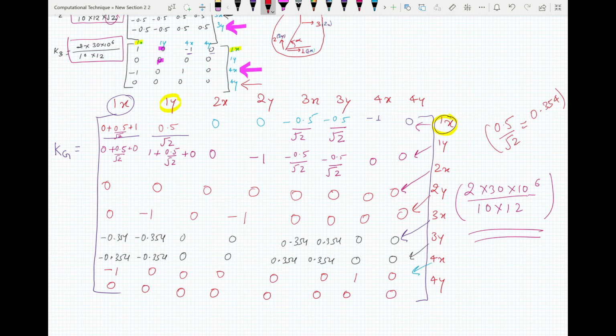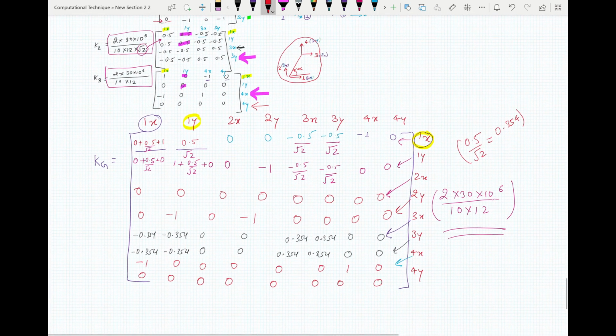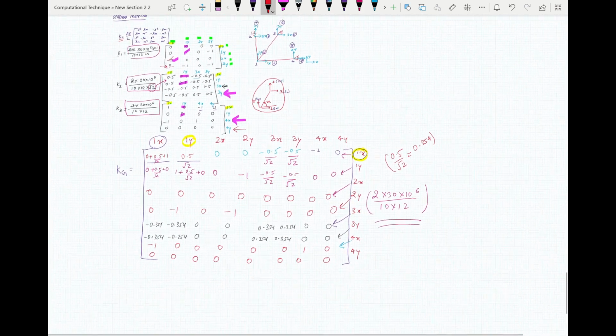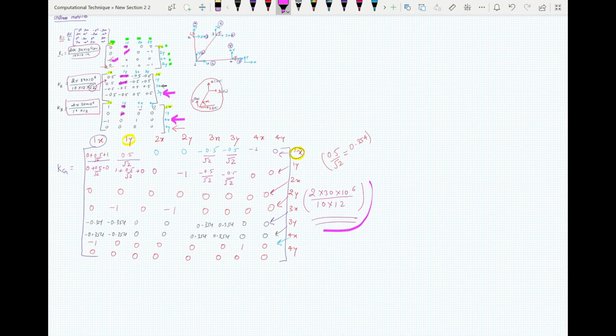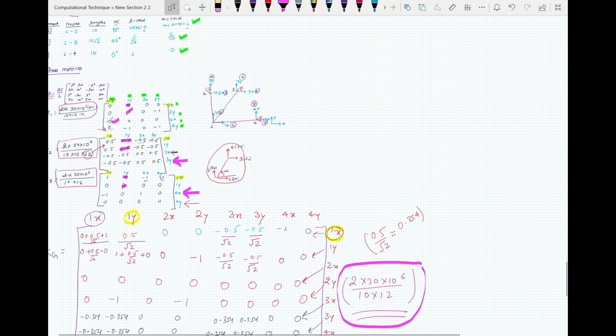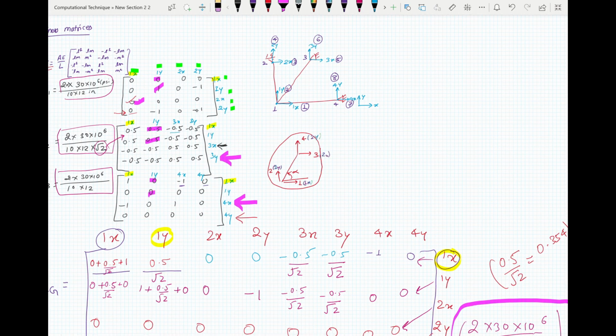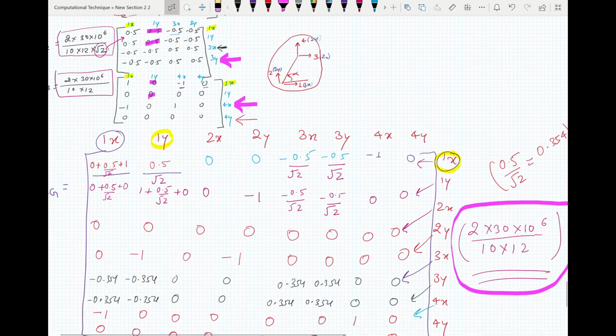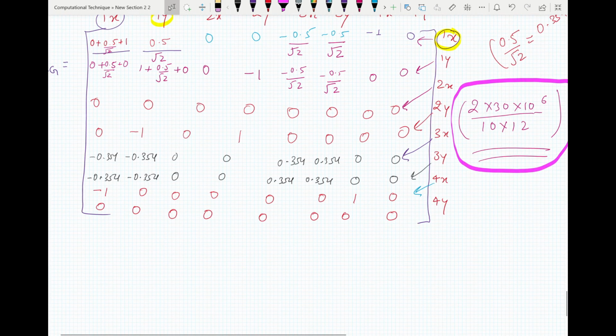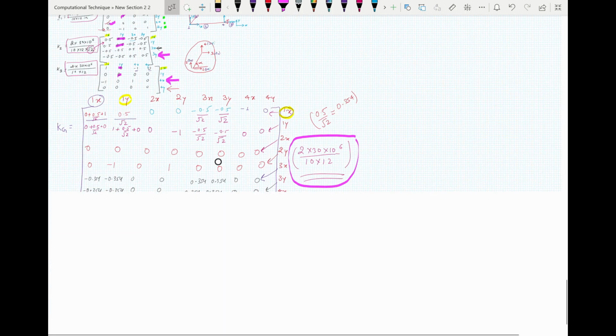So this is our global stiffness matrix, and this one we have as common. I think this one, we'll just have to do a correction here, and this one is positive, because this is m square, and m for this one is 1, so this will be positive. When you go down here, then this will also be positive. So this is our global stiffness matrix.